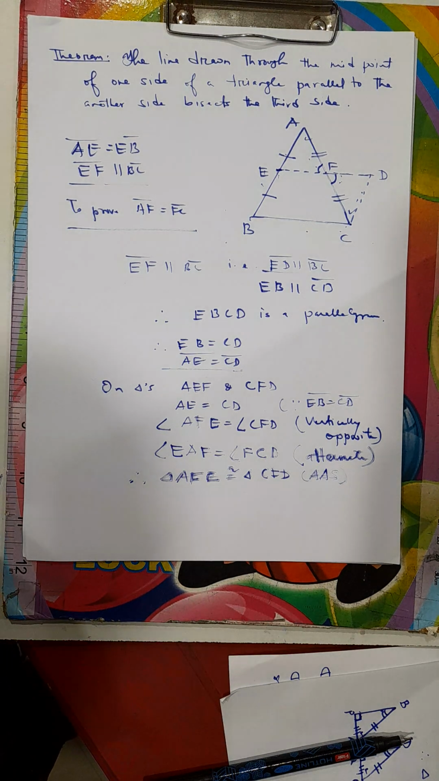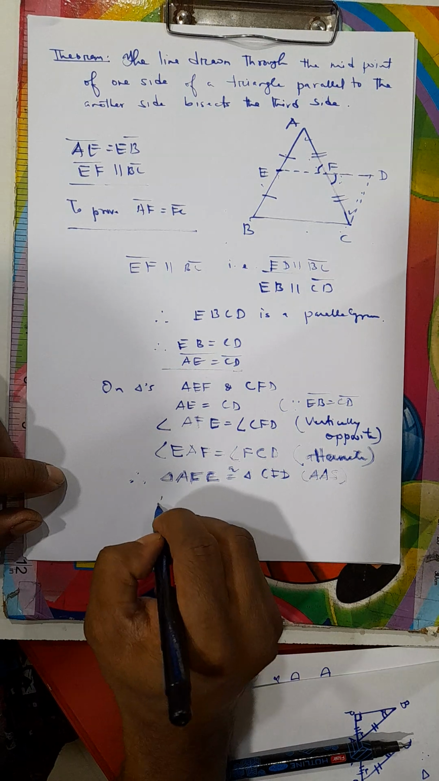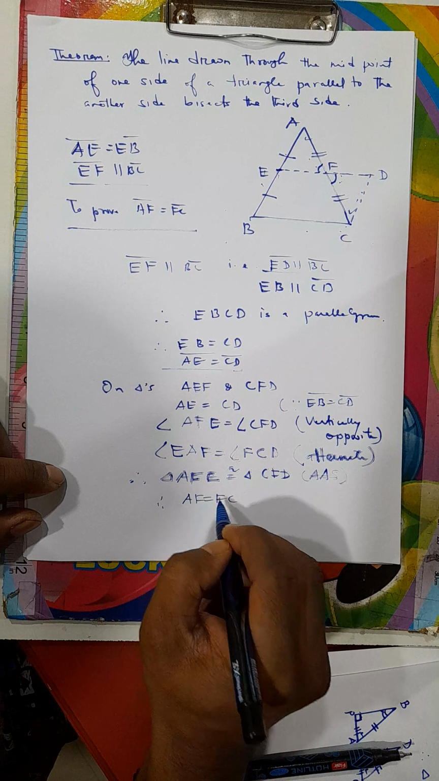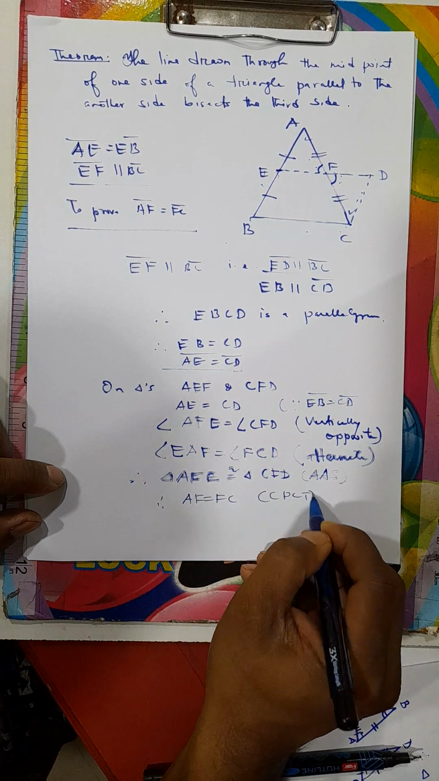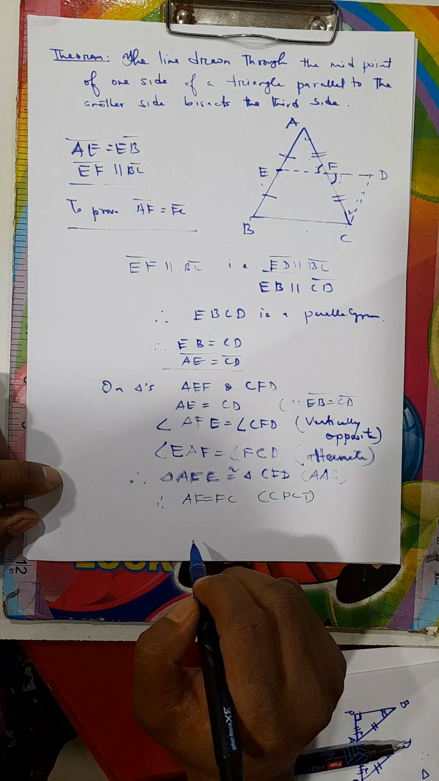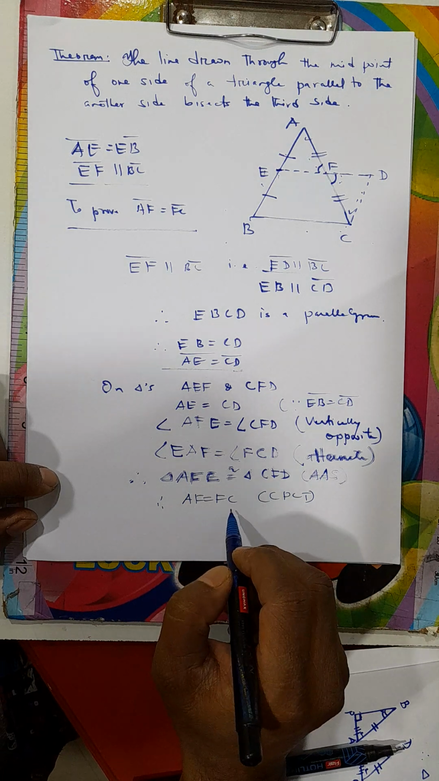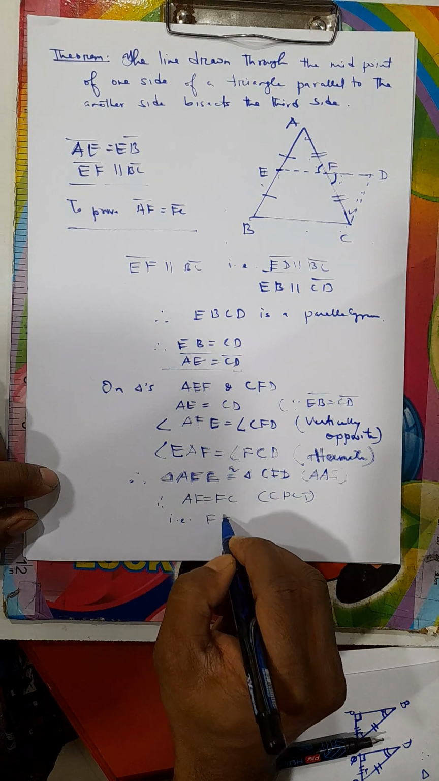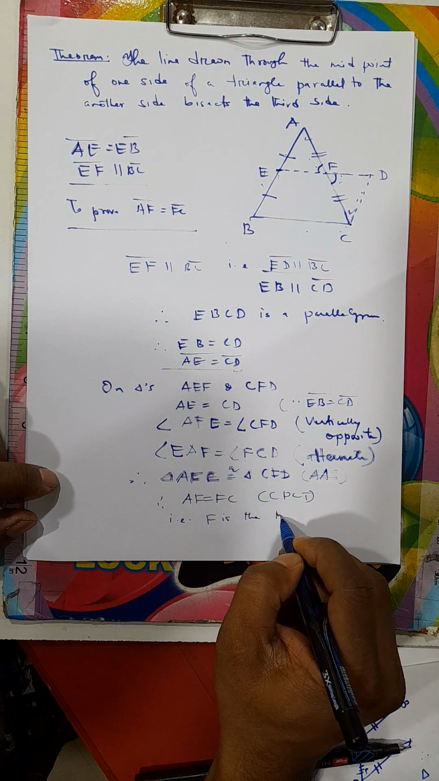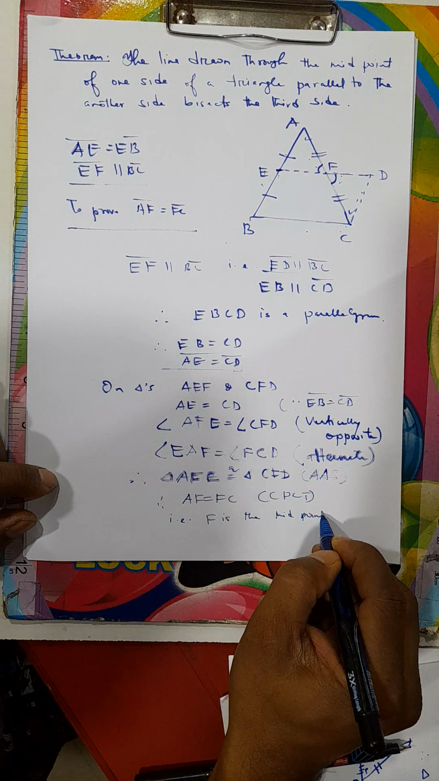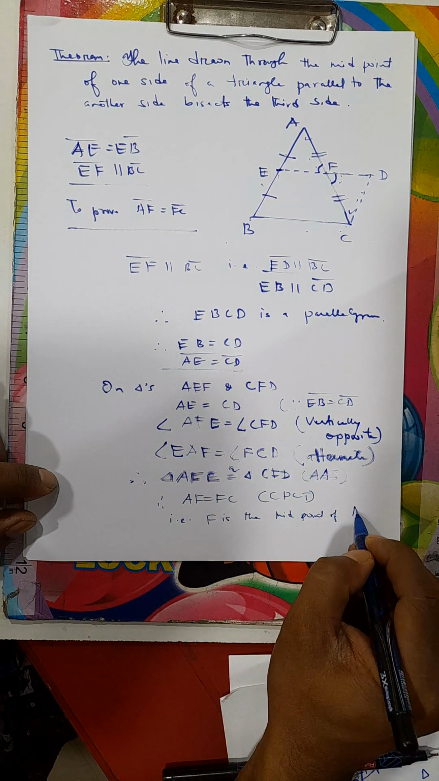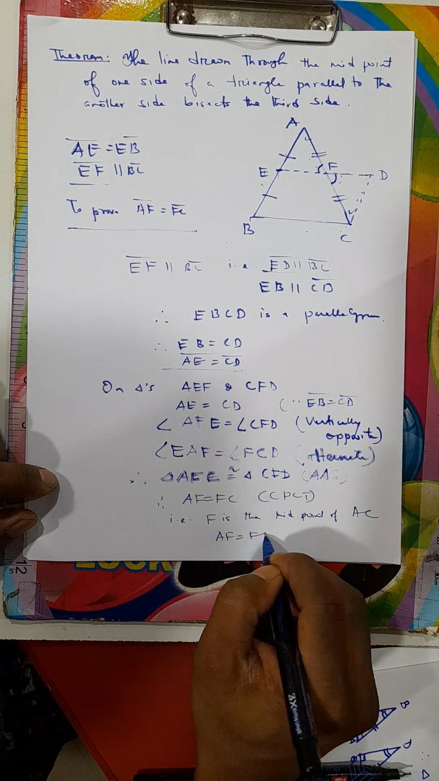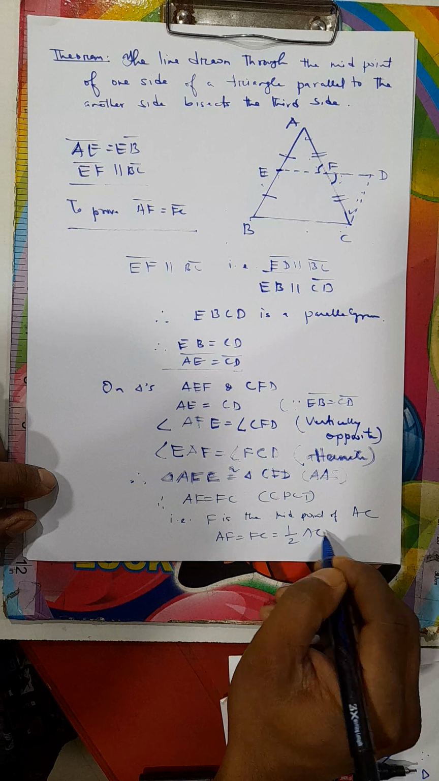Now, in congruent triangles, corresponding parts are equal. Therefore, we can write AF equal to FC, CPCT. In congruent triangles, corresponding parts are equal. So, AF equal to FC. That is, F is the midpoint of AC. Or we can say AF equal to FC equal to half of AC.